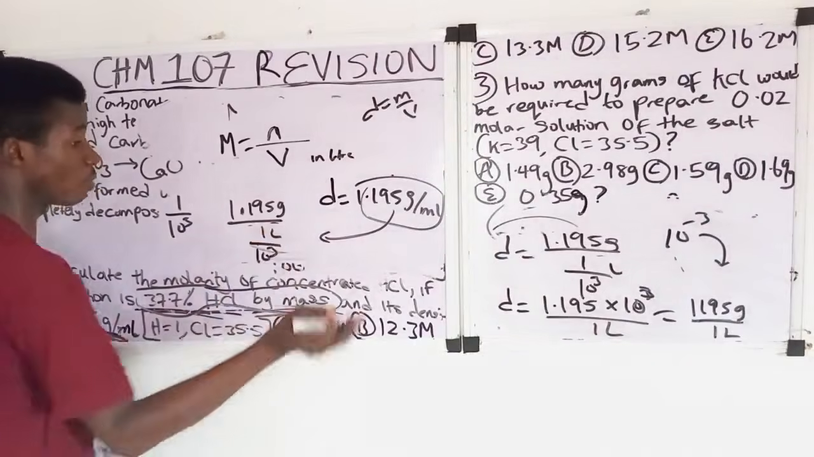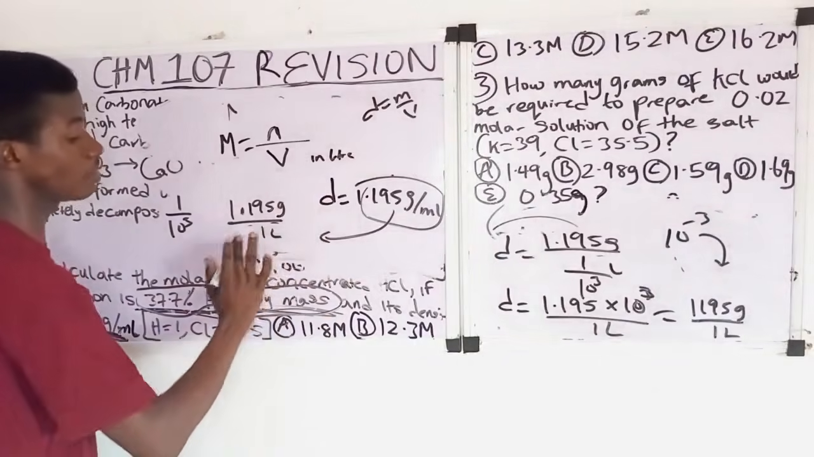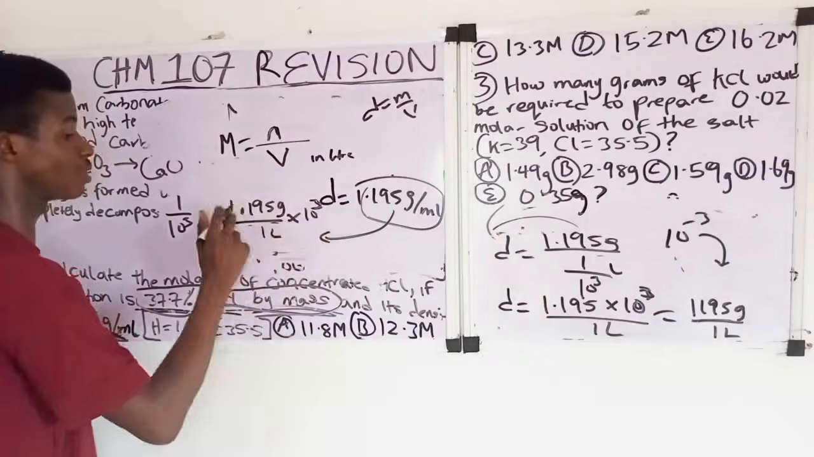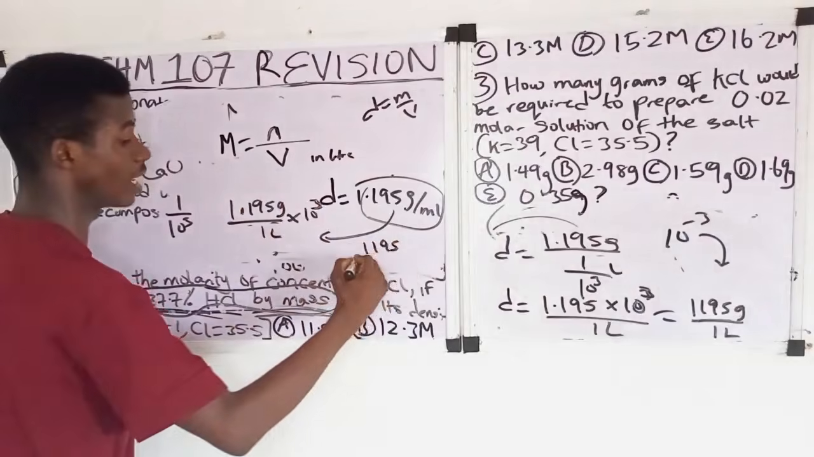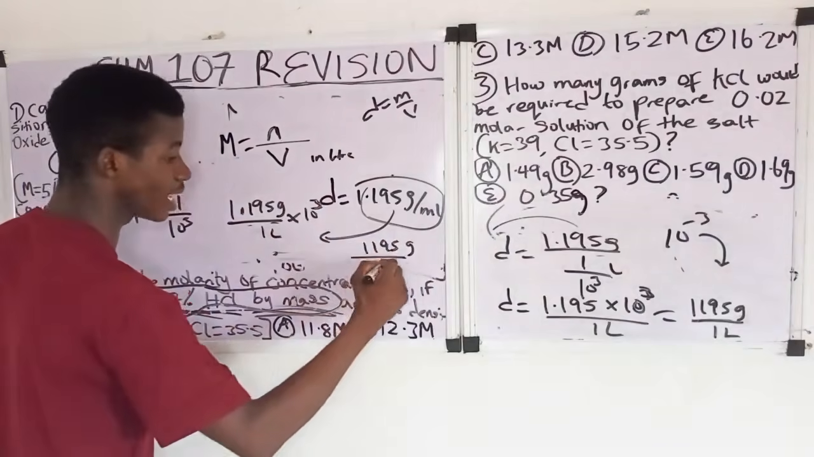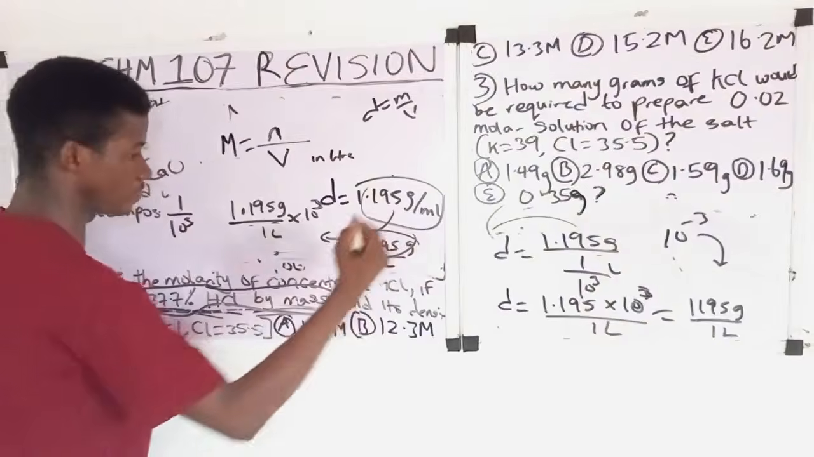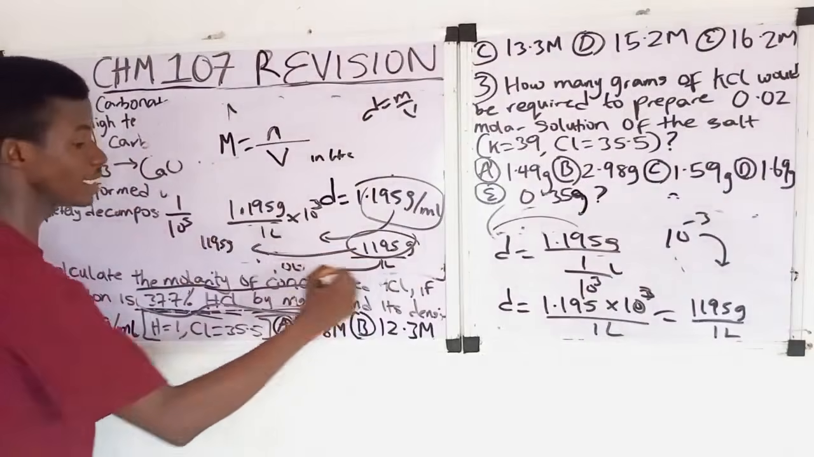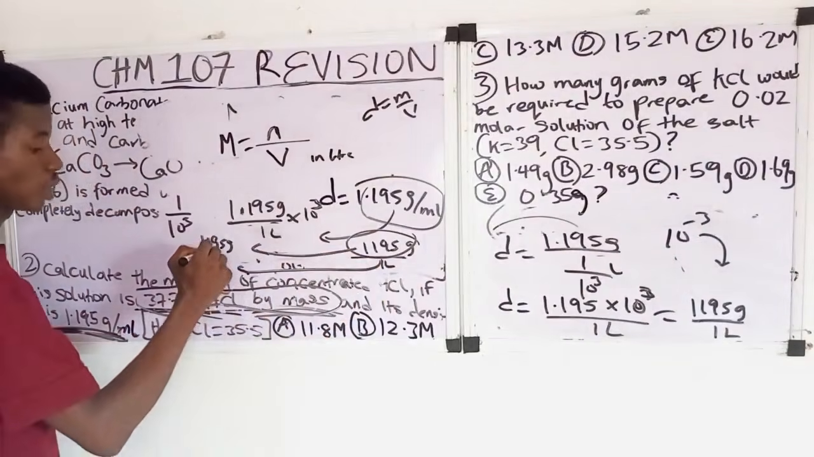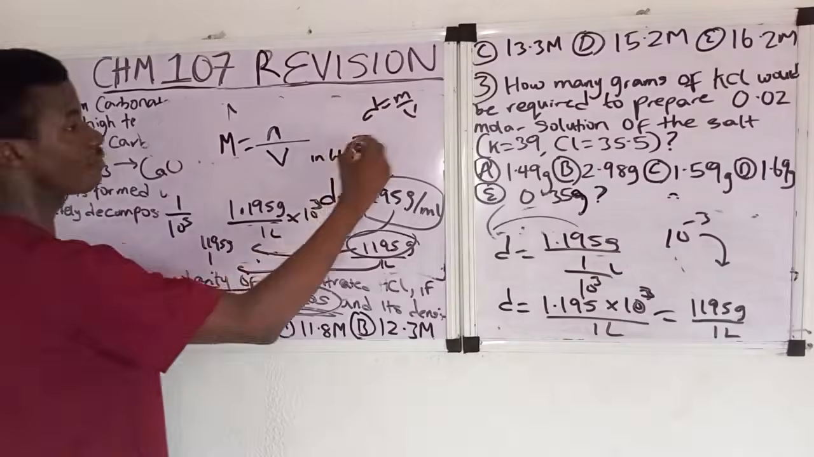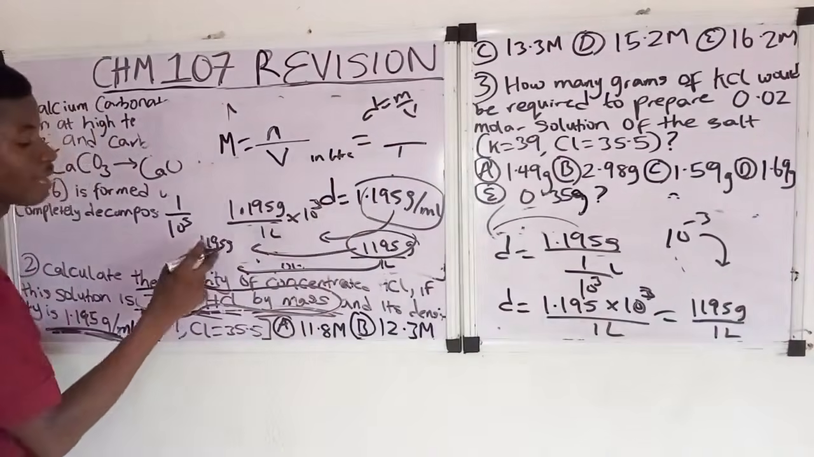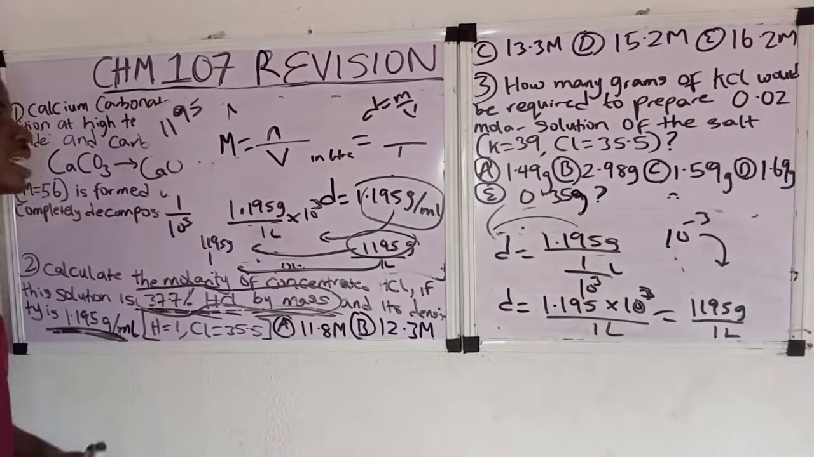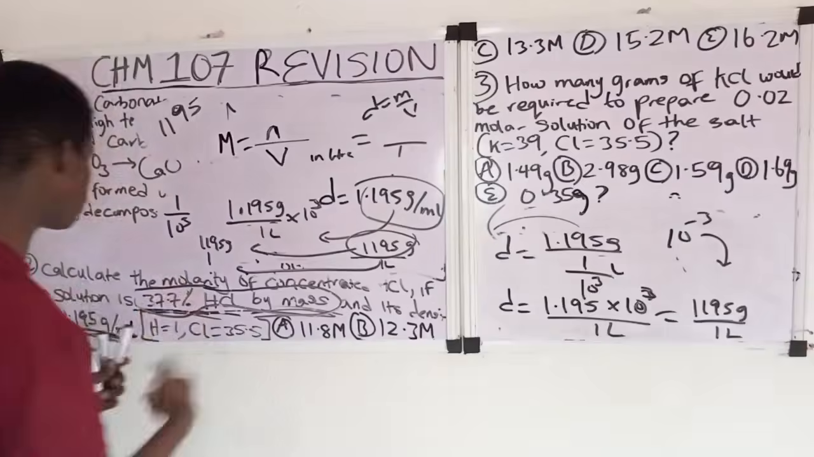Now according to the math, 10 raised to the 3 will multiply this. So if 10 raised to the 3 multiplies this, we have 1195 gram divided by 1 liter. Therefore, the mass of the solution is 1195 in gram, and the volume of the solution is 1 liter, right?